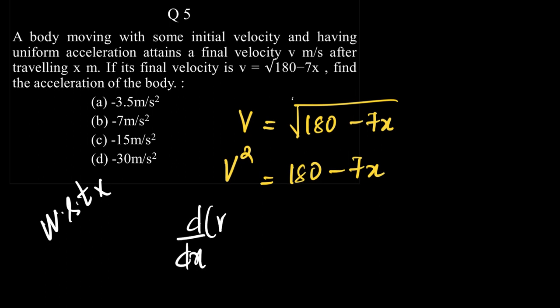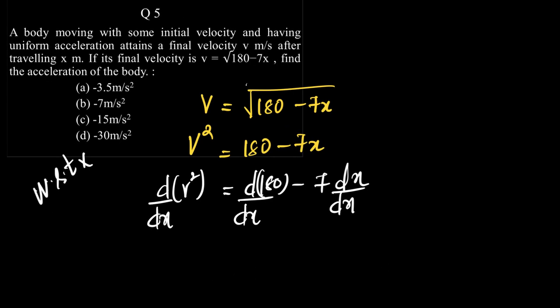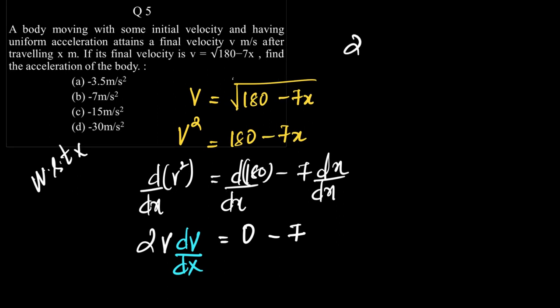So d by dx of v square is equal to d by dx of 180 minus 7 into d by dx of x, right? Okay, so this is what we get. Now, what is d by dx of v square? 2v? No, it's not 2v, it is 2v into dv by dx. Derivative of 180 is 0 and derivative of minus 7x is minus 7, right? All right, so what do we have now? We have 2v into dv by dx is equal to minus 7.